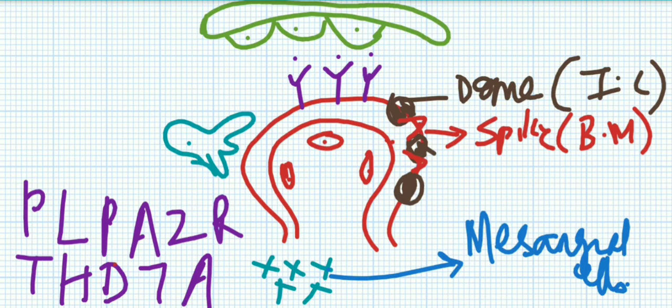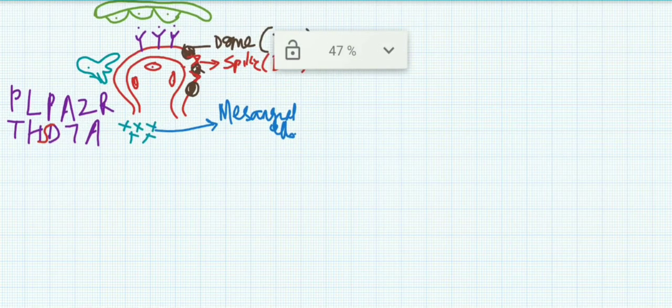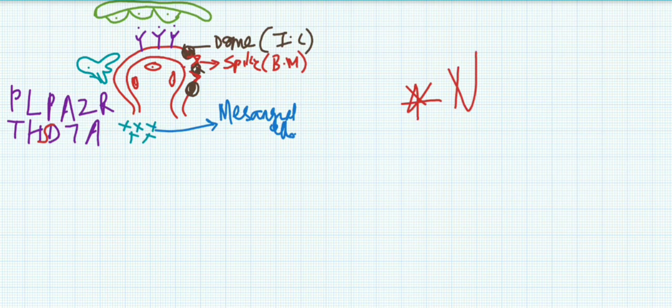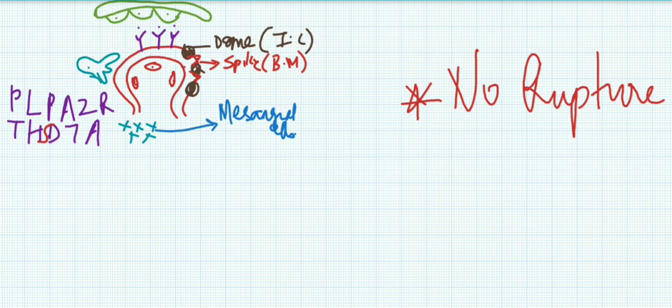One more thing to remember is that, as a total, the basement membrane can get thickened, but there will be no rupture here. Basement membrane can get thickened, but there will be no rupture. Rupturing is actually seen in RPGN, not here.